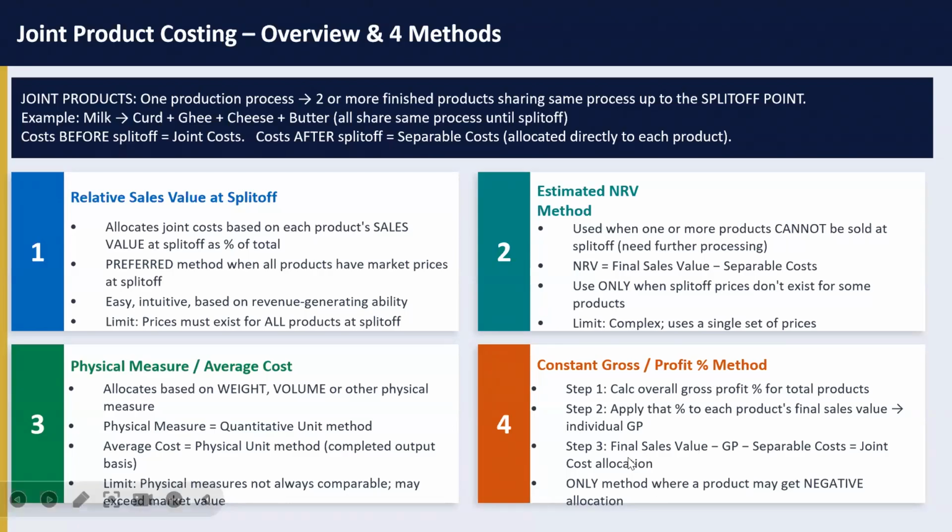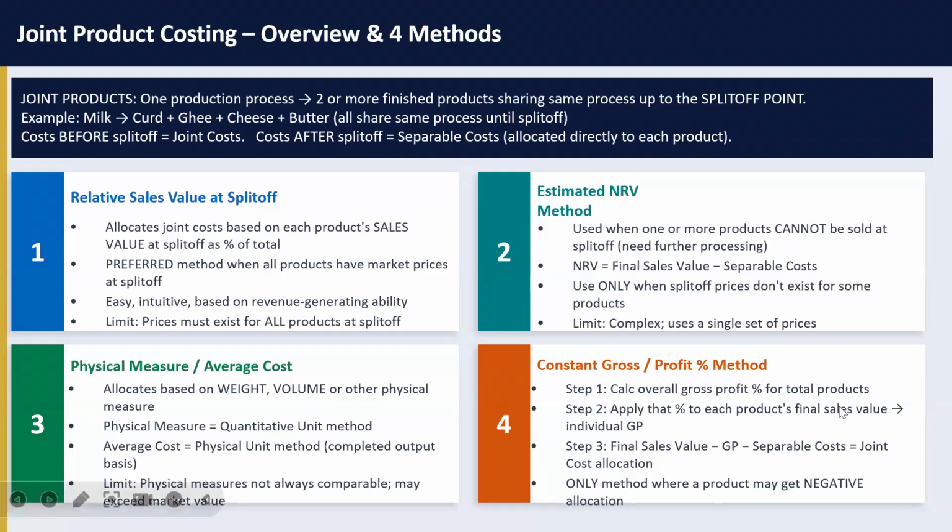This is the same way we will do for all the products. And one more important thing is, this is the only method that results in negative allocation. I'll tell you how it is possible. Look at this mathematically. Suppose your sales value is 100 rupees, and gross profit is 50 rupees. You'll subtract 50 rupees from sales value. Remaining is 50 rupees.